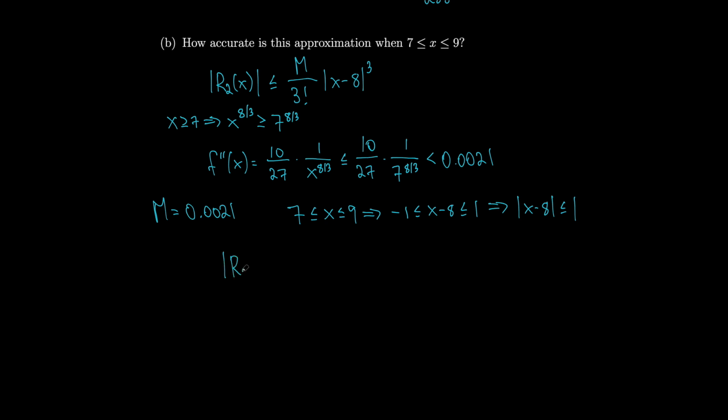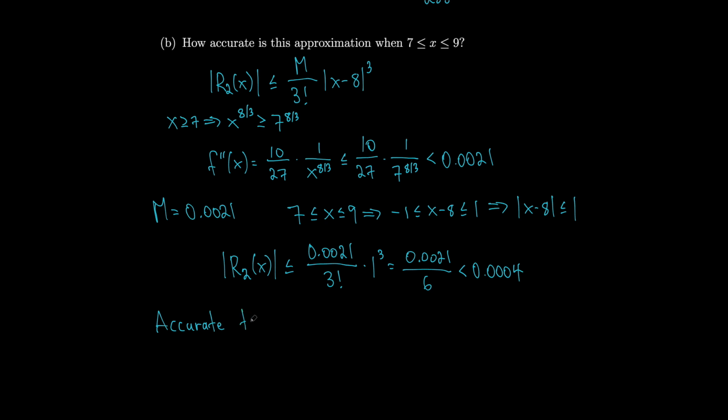So now we have enough information to plug into our remainder estimate, and we see that that's less than or equal to 0.0021 over 3 factorial times 1 cubed, which is 0.0021 over 6, which is less than 0.0004. So we are accurate to within 0.0004. I think I need to say another 0.